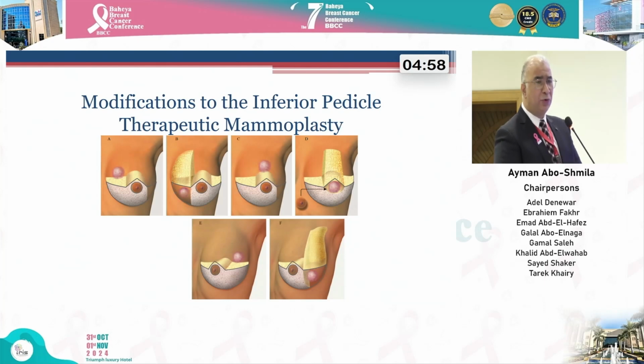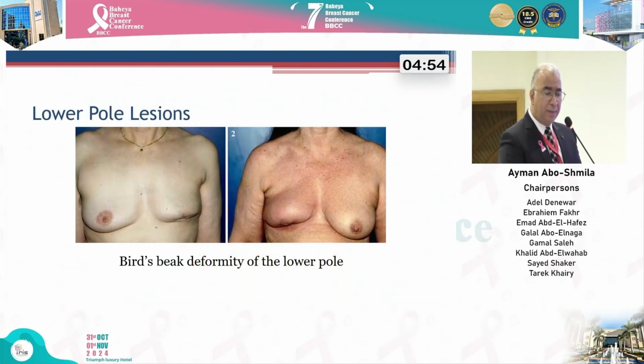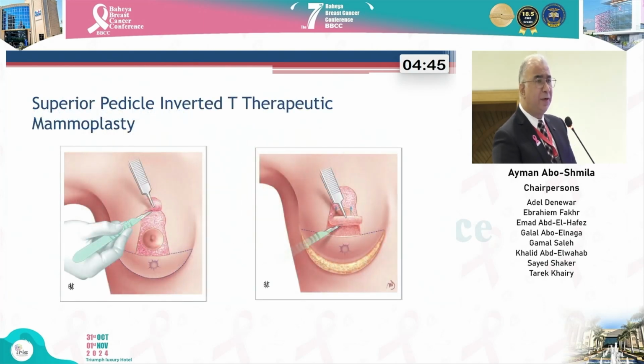You can modify your pedicle according to the location of the tumor also. For example, for these lower polar lesions, what ends up happening is the bird's beak deformity of the lower pole. We can use the reverse, using a superior pedicle therapeutic mammoplasty. So the tumor here is located in the traditionally excised area. All you need is to go for a mammoplasty technique, very simple, just removing the area designed to be removed, including the tumor with the safety margin.